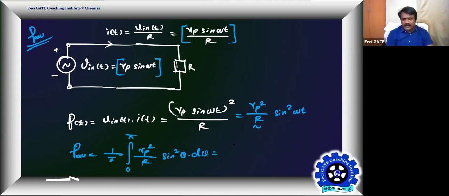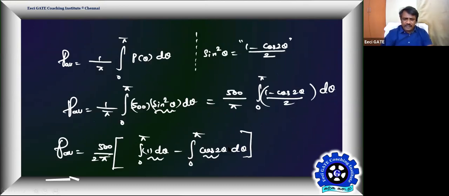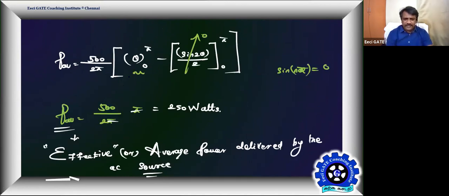Then what is common? Vp square by pi into R will be common. Rest is what? Integration 0 to pi sine square theta into d theta. Now let me take this as an identity based on the last result. Integration of sine square theta d theta is resulting in what? It's only pi.